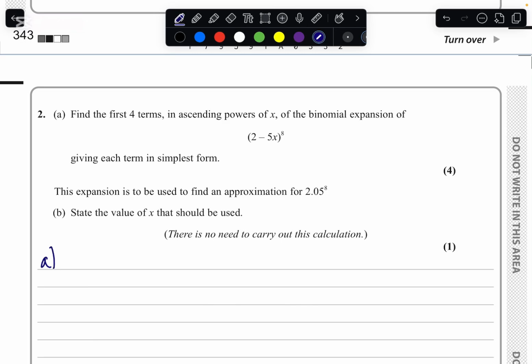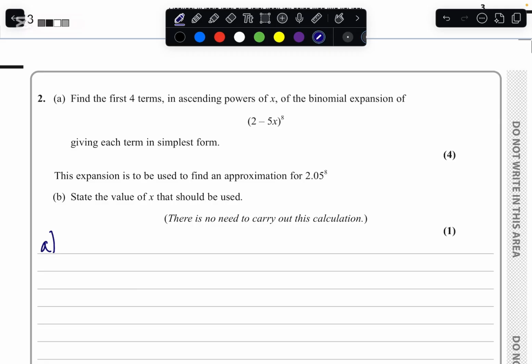Question 2 says, find the first 4 terms in ascending power of x of the binomial expansion of 2 minus 5x all to the power of 8, giving each term in simplest form. This is a standard question. You will be asked this very often. In this case, we will need to do the choose method, where you say for the first term 8 choose 0 times the first number to the power of 8, so all of the powers.